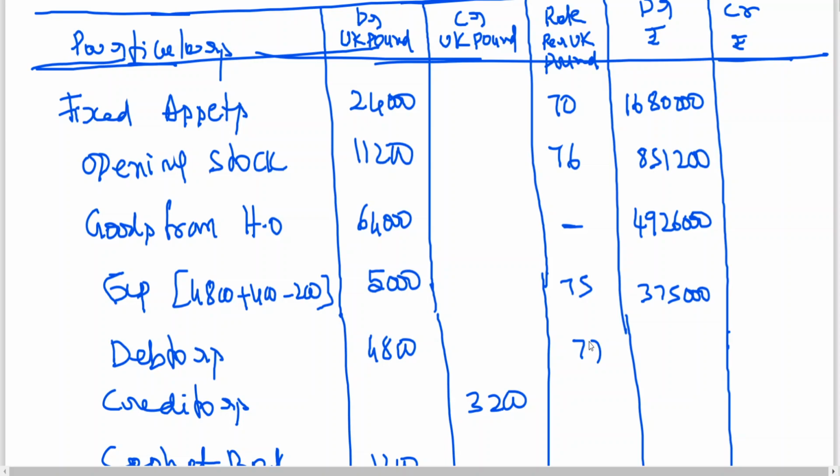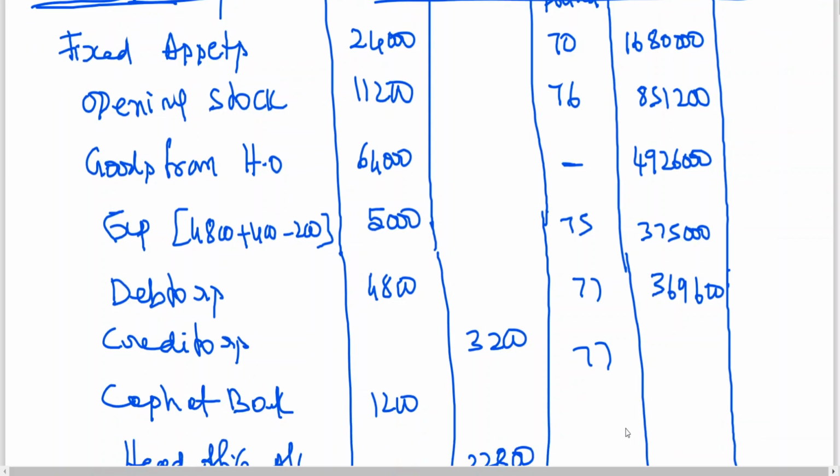It is coming to 3,69,600. Creditors also 77. Cash at bank also 77. These two, 3,200 into 77, it is coming to 2,46,400. And cash at bank 1,200 into 77, it is coming to 92,400.